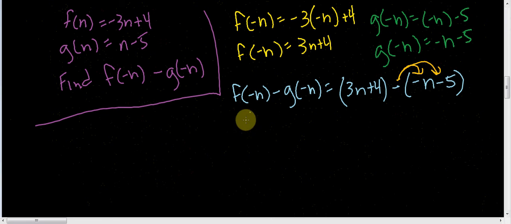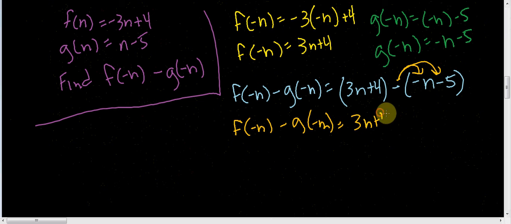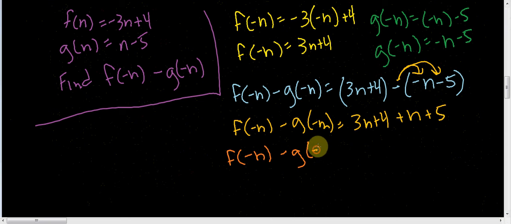So let's write what we have here. F of negative n minus g of negative n, looks like an m but we're calling it an n, is 3n plus 4 plus n when we distribute plus 5, and therefore our final answer is 4n plus 9 when we combine like terms.